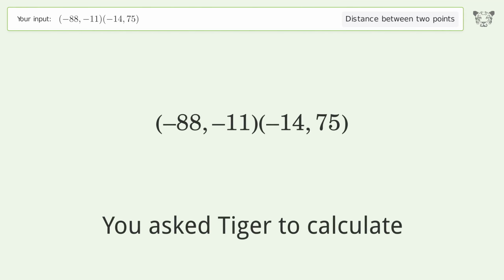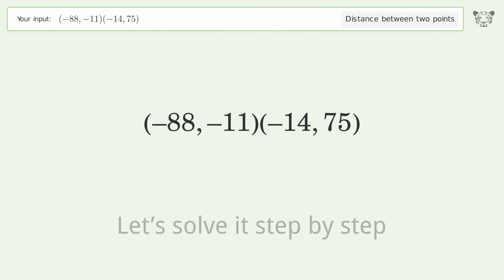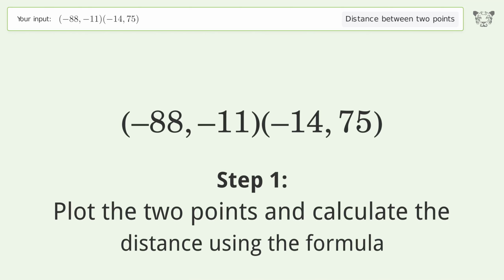You ask Tiger to calculate. This deals with the distance between 2 points. The distance between the 2 points is the square root of 12,872 or 113.455. Let's solve it step by step. Plot the 2 points and calculate the distance using the formula.